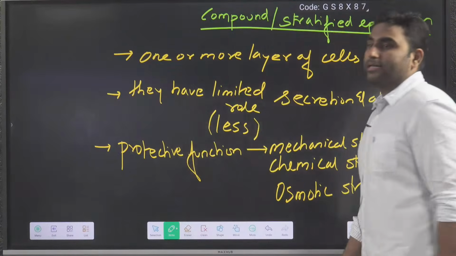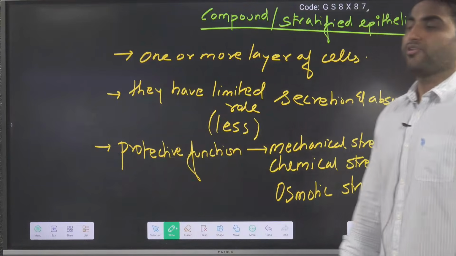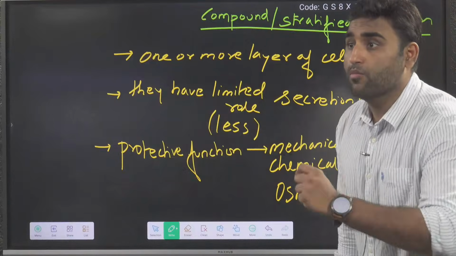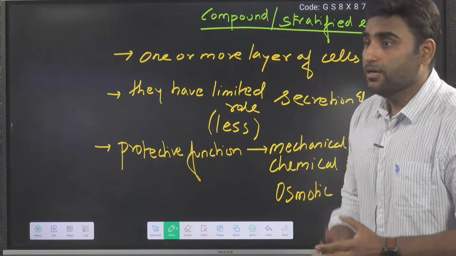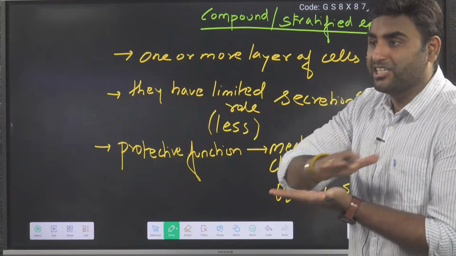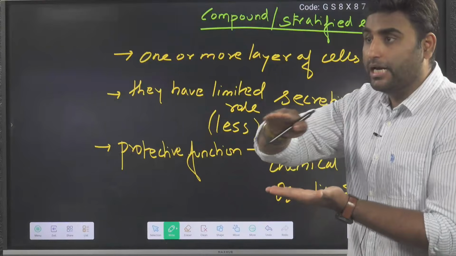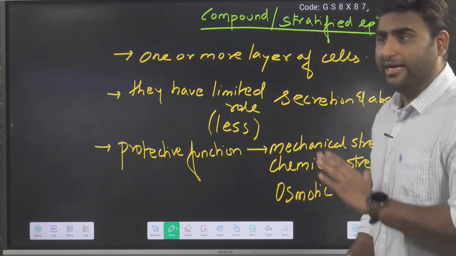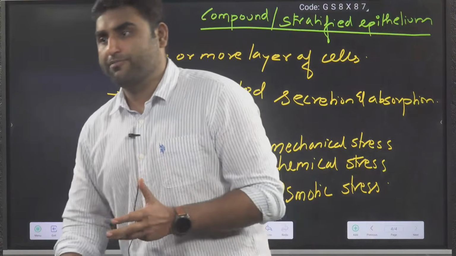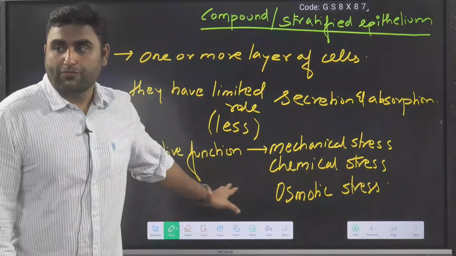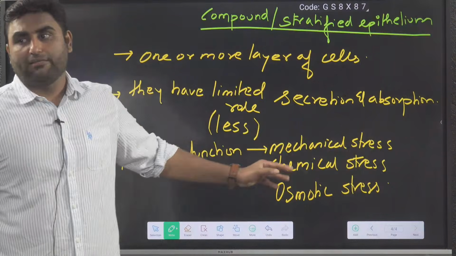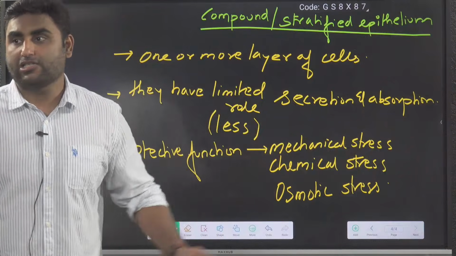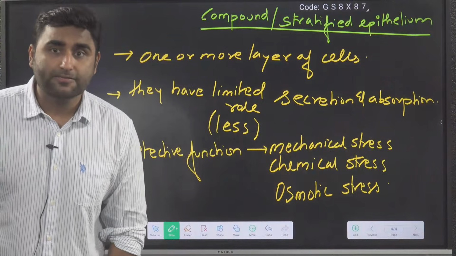Are you getting me, guys? Compound or stratified: one or more layers of cells. These are like a stack of cells, layer by layer, stratified. Limited role in secretion and absorption, they don't do too much secretion or absorption. What are they used for? They are protective in function, against mechanical stress, chemical stress, and osmotic stress.